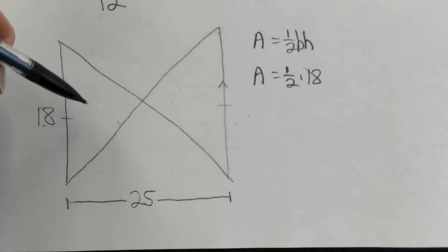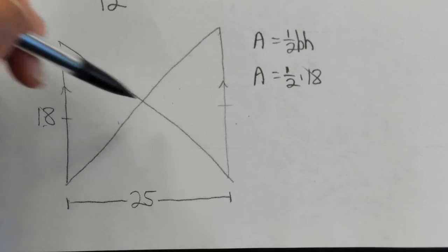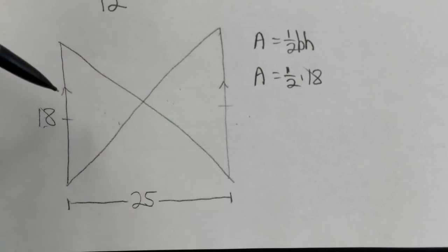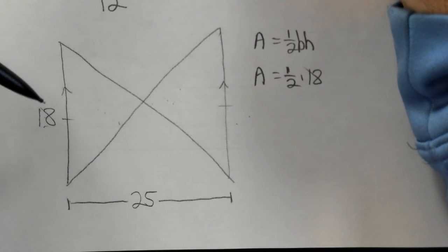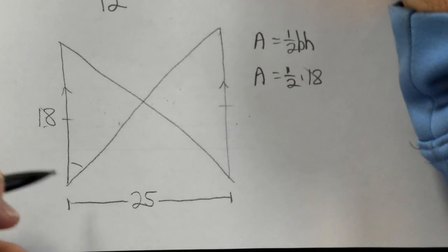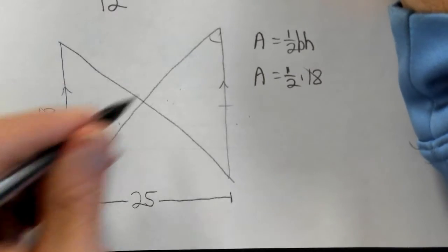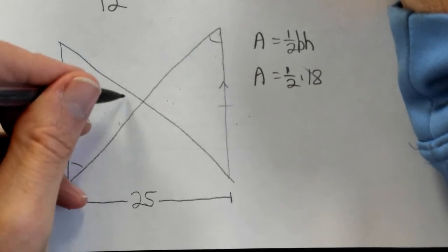By the way, before I move on, if you're not convinced that these two would have to be congruent, let's look at it right here. So we've got alternate interior angles, parallel lines cut by a transversal, right?